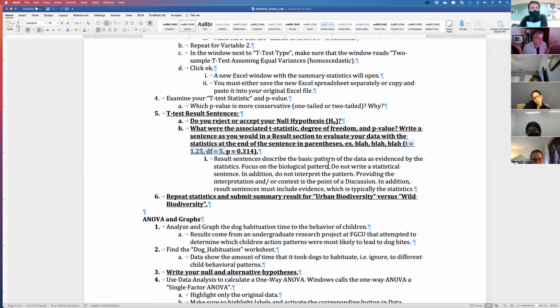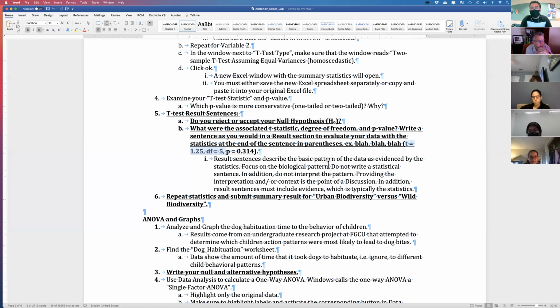The other thing we do is we write a sentence. Audrey, have you done this piece yet? Yeah. Great. Can you give me the sentence you wrote? I don't know if it's right, but I said we would fail to reject the null hypothesis that there is no difference in biodiversity between resident and transient insects on sable palms.